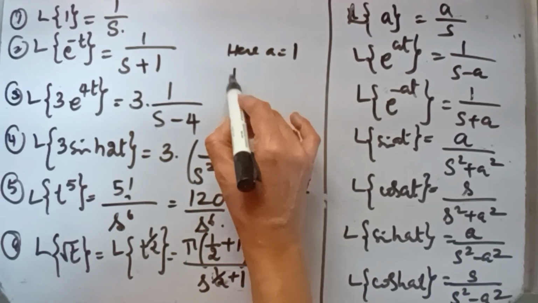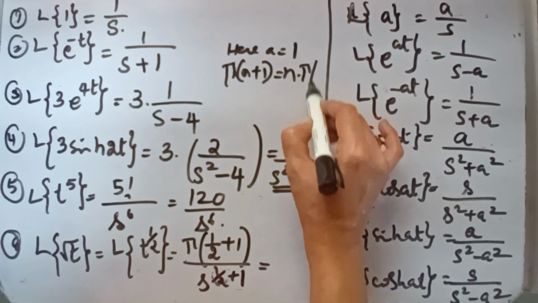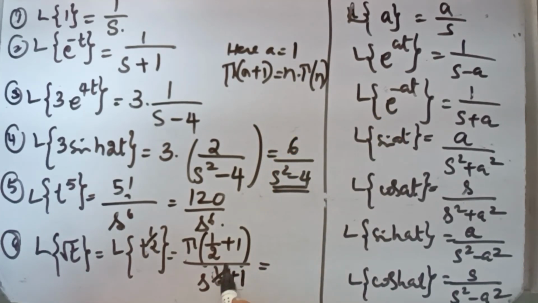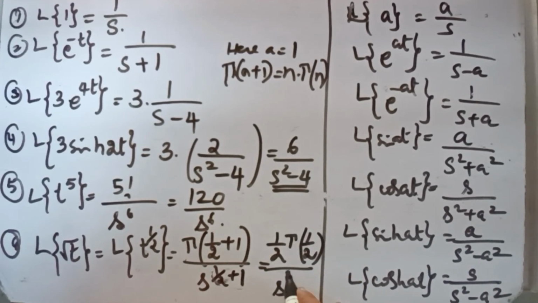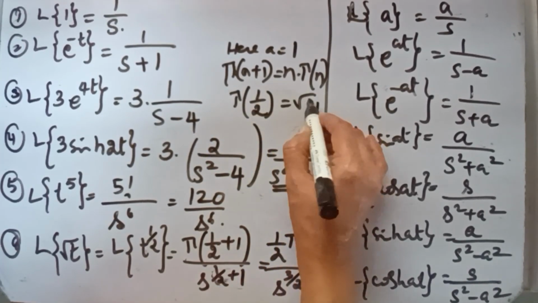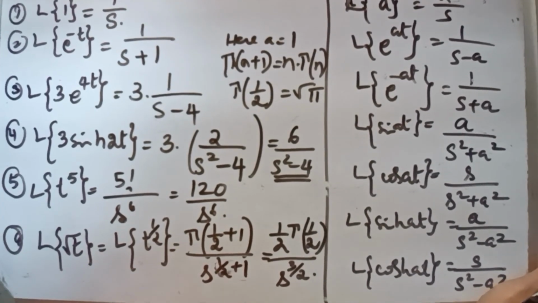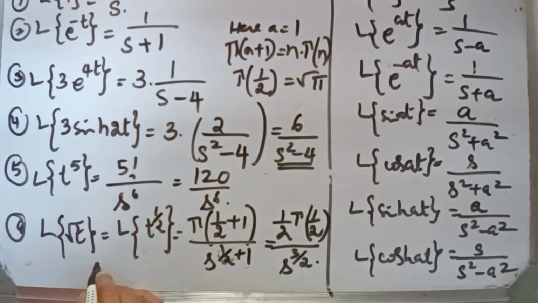See, the gamma function has the property gamma of n plus 1 equals n into gamma of n. So here n is half, so half into gamma of half, divided by s to the power 3 by 2. You should remember the value of gamma of half as root pi. So this becomes root pi by 2. So the final answer is root pi by 2 into s to the power 3 by 2.